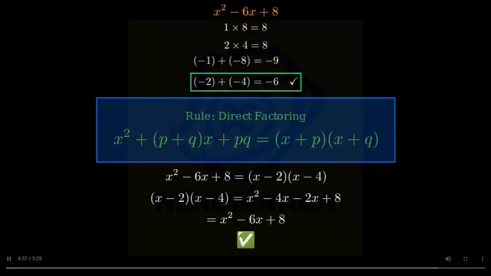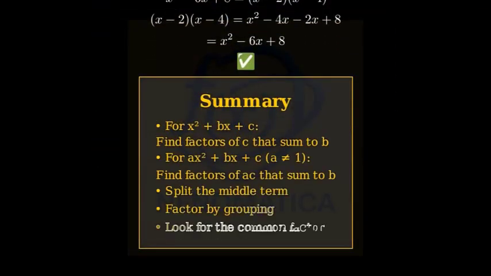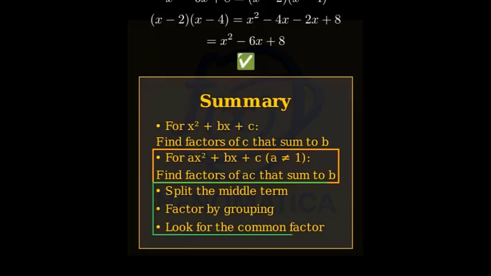Let's summarize what we've learned about factoring quadratic trinomials. When the leading coefficient is 1, as in the form x squared plus bx plus c, we find two numbers that multiply to give c and add up to give b. When the leading coefficient is not 1, as in the form ax squared plus bx plus c, we find two numbers that multiply to give a times c and add up to give b. Then we split the middle term, factor by grouping, and simplify to get the factored form. This technique works for a wide range of quadratic expressions.